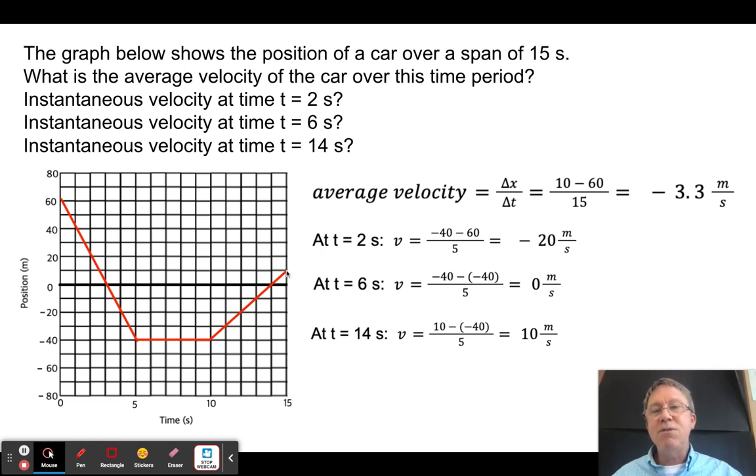And if I say, well, I'm just going to say negative 40 minus... that will be 50 divided by 5, that's 10 meters per second in the positive direction.